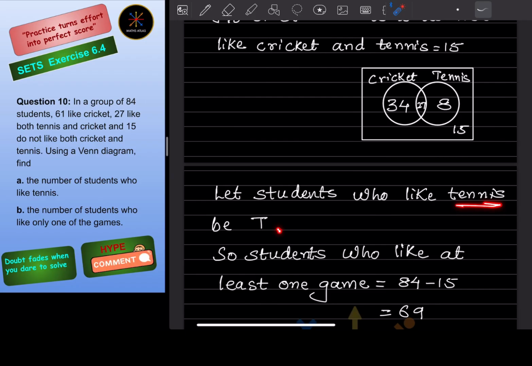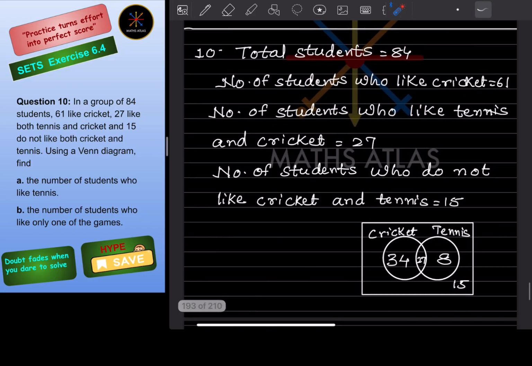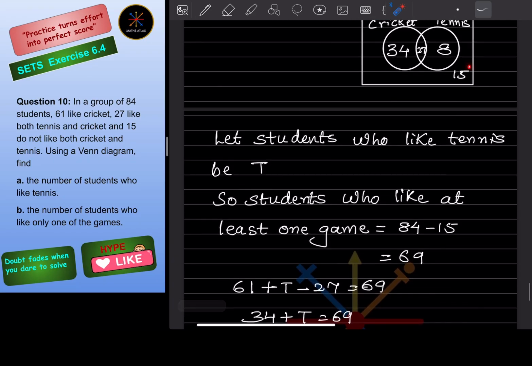The combination is given for tennis and cricket, but individual tennis we don't know. So we'll consider that as T. So students who like at least one game, the total number is 84. So 84 minus those who do not like both cricket and tennis, 84 minus 15, that is going to be 69.